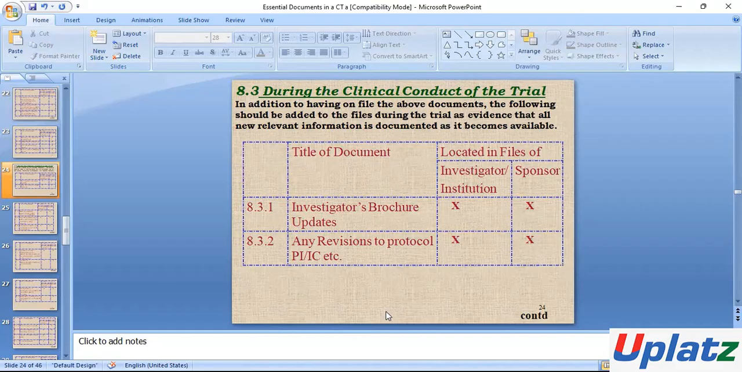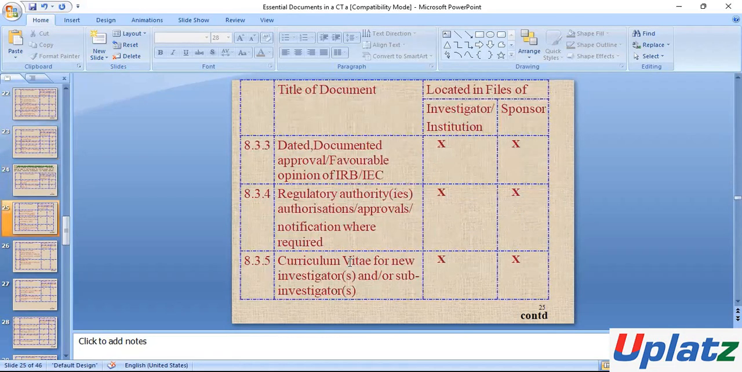Now we will see what documents are required during the clinical trial conduct phase. During the conduct of the trial, what we will require is any updates to all the important documents which were created prior to study start. So now here we have the investigator's brochure and any revisions to the protocol. Updates are done to the IB and protocol.